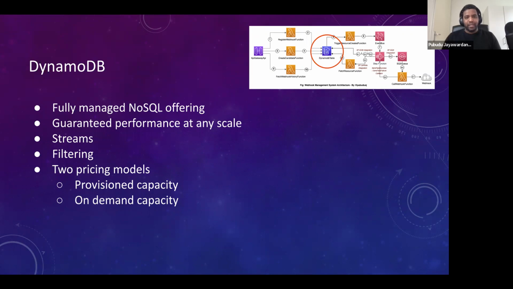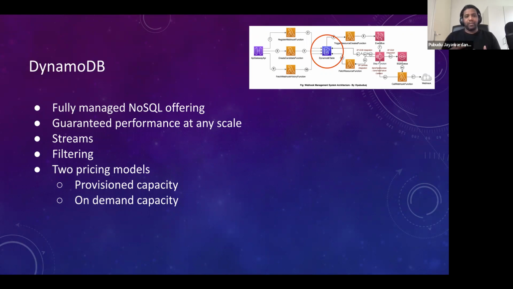Talking about the pricing, it's a bit complex in DynamoDB how the pricing works. There are two elements called read capacity units, or RCUs, and write capacity units, WCUs, available to calculate the pricing. And there are two pricing models as well. One is provisioned capacity and the other one is on-demand capacity.